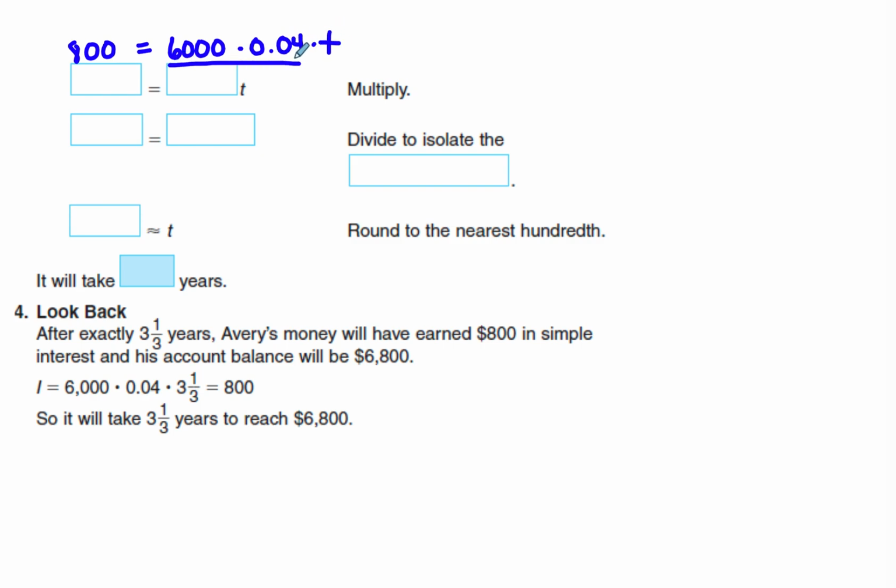Okay, so our next step is to multiply everything that is on the same side of the equation. And when I do 6,000 times 4%, I get 240. So 800 equals 240t. Then we have to divide to isolate the variable. So we're going to divide by 240 on both sides. So we're dividing to isolate the variable.